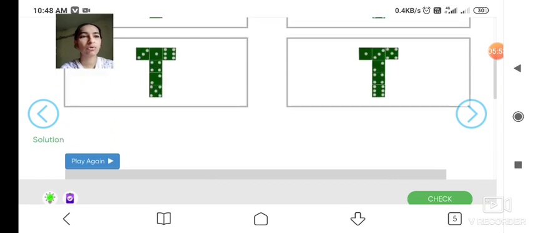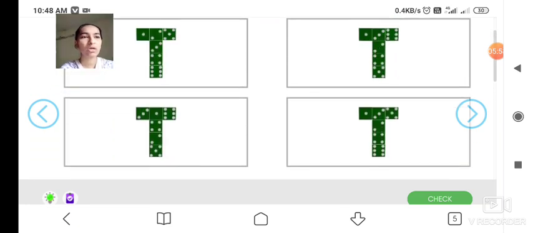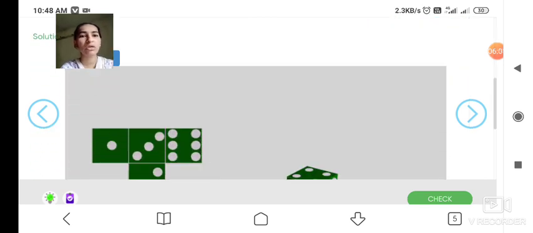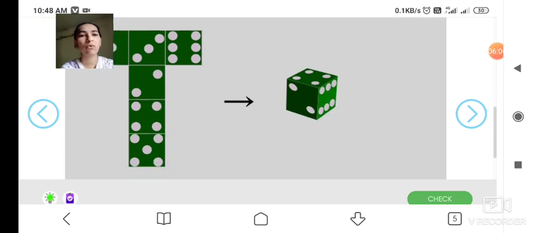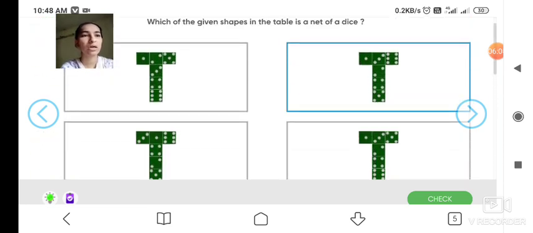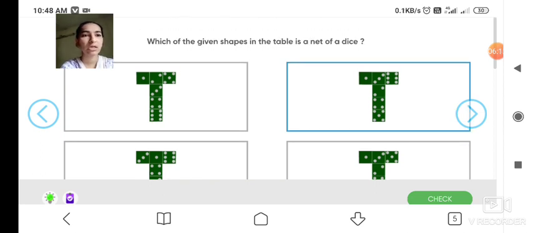Now out of our options, which is that one? Yes, the second one, because of 1, 3 and 6. Now you can see 1, 3, 6, and below 3, 2 is there, then 2, 4 and 5. Okay students, understand this? So this is our correct answer.